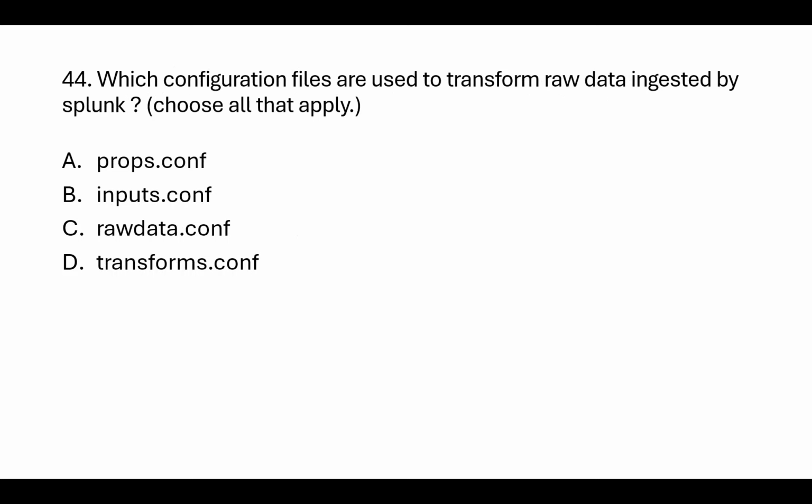Question number 44. Which configuration files are used to transform raw data ingested by Splunk? Choose all that apply. Option A, props.conf. Option B, inputs.conf. Option C, rawdata.conf. Option D, transforms.conf. And the answers are A, props.conf, and option D, transforms.conf.